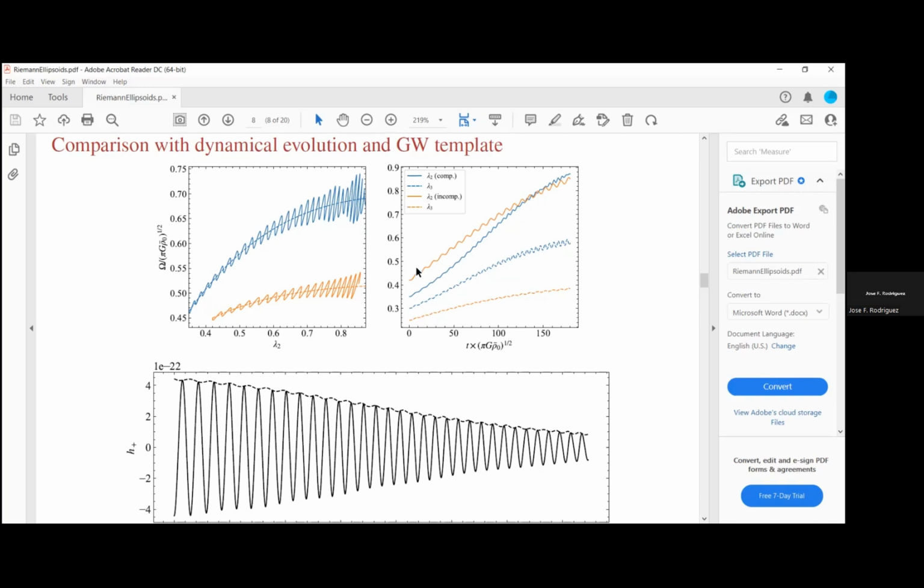And these are the evolutions of the ellipsoid. And here I put, for comparison and contrast, the comparison between a compressible and an incompressible model. We can see that they are very different. The compressible ones reach a higher frequency.